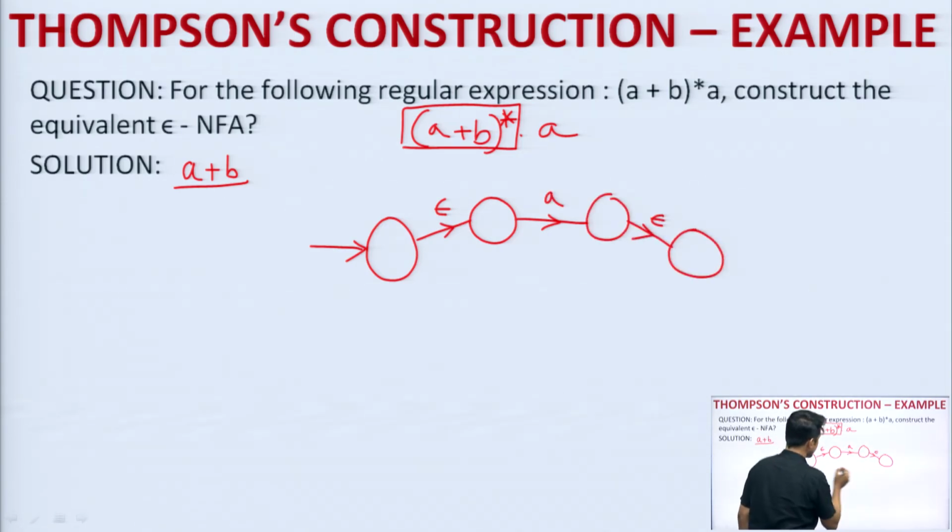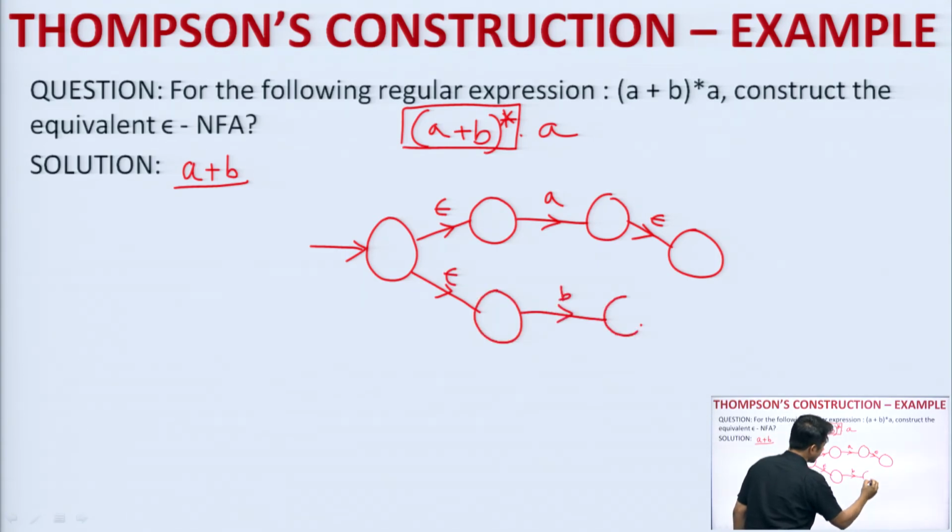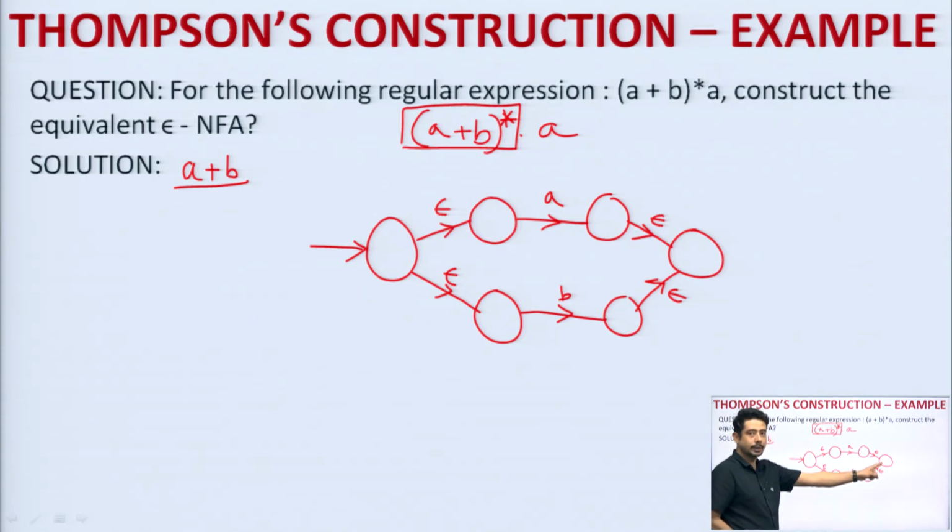Epsilon, and this will be the next state, epsilon, okay, b, and this will be the epsilon. So, this is a plus b structure. I have not made the final state, because it will continue. Later on, I will make the final state, okay. So, a plus b is this structure. Now, it says a plus b whole to the power Kleene closure.